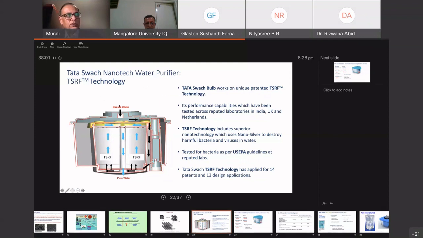So look at what happens in this cartridge. You have the impure water which goes through. This is all rice husk ash here. It's completely filled with rice husk ash in which we put in nano silver. So impure water goes in like this.